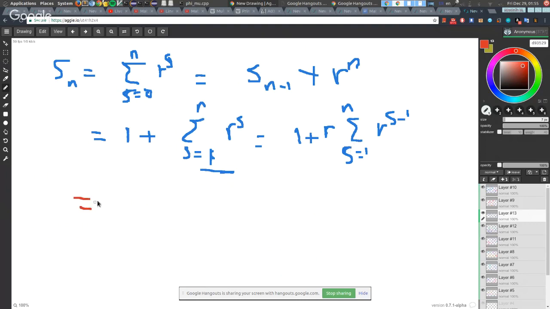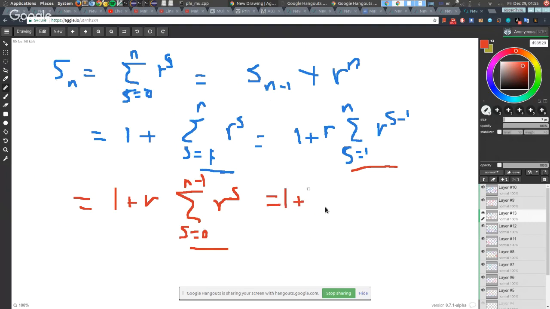And this part is basically 1 plus r times the summation that starts from s equals 0 until n minus 1 of r to the power of s. This summation is just the same as this one, I just shifted the s by minus 1. So as you can see, this is the expression for Sn minus 1.